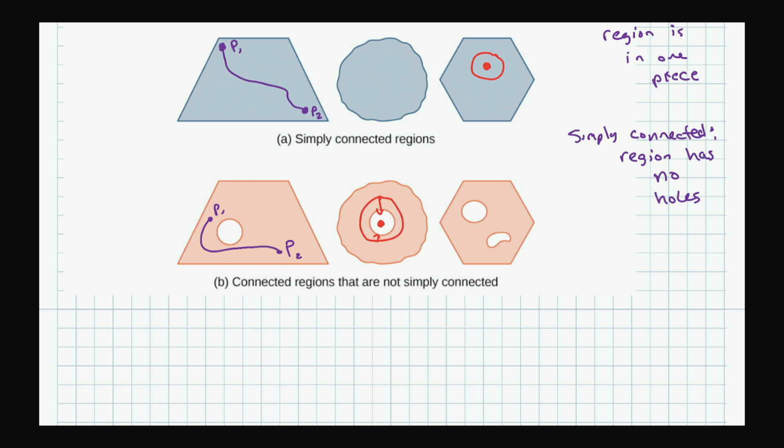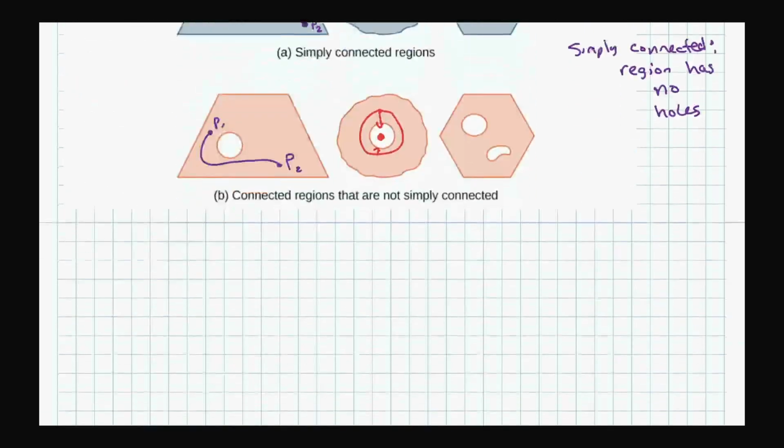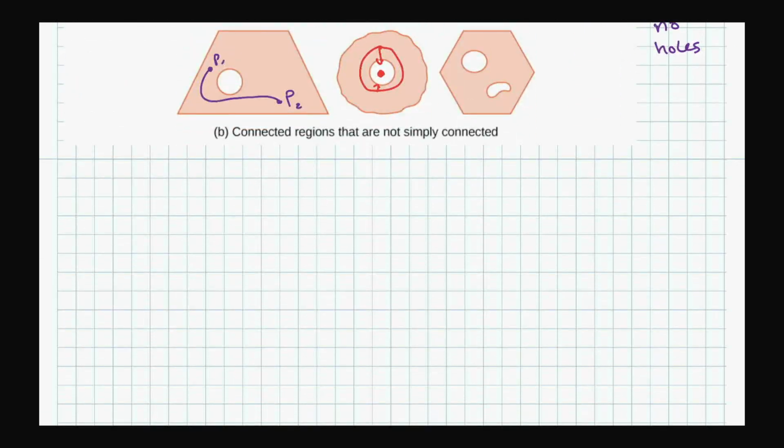So if it's simply connected, you can shrink the curve down to a point without leaving the region. But if there's a hole, you can't do that because when you shrink it, it'll end up in the hole. So that's what it comes down to. That's what the mathematical definitions are, although they don't really say how do you shrink it continuously, but you get the idea, right?